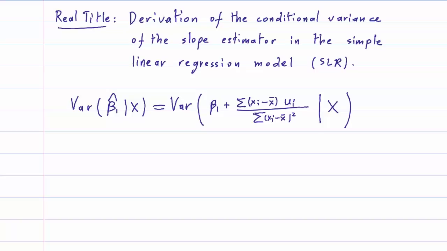So now I'm going to rewrite that as the variance, and then beta 1 is a constant, so we can just remove it, right? The variance of something plus a constant, we can just remove the constant. I'm going to take the sum of the squares at the bottom and put it in the front: 1 over the sum of (xi minus x bar) squared times the sum of (xi minus x bar) ui.